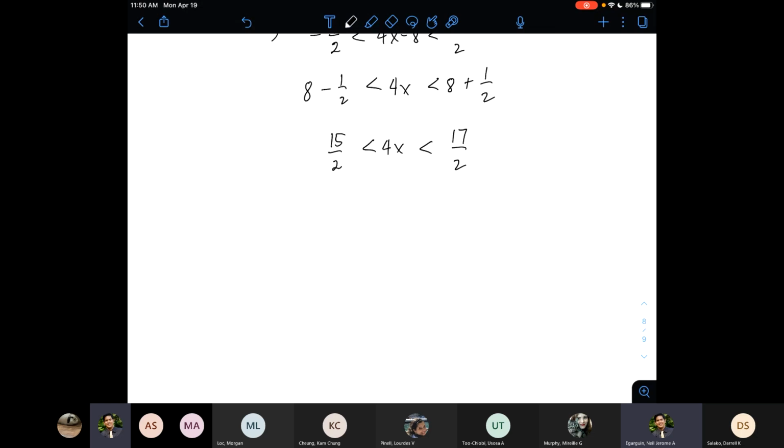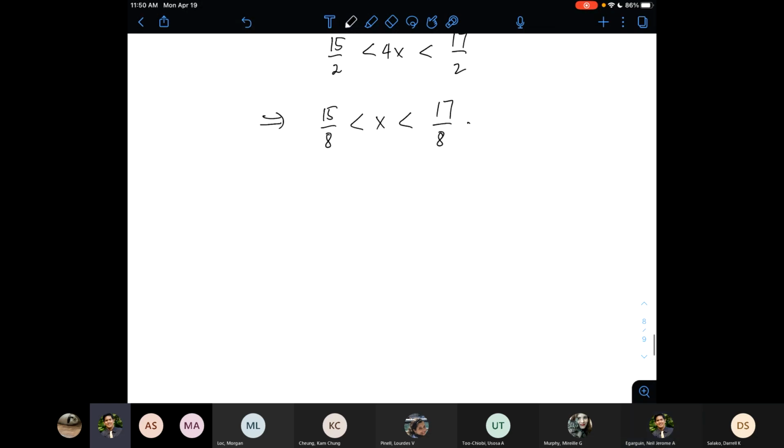And then I'll divide all sides by 4, giving us 15 over 8 less than x less than 17 over 8. So here, we know that the power series will converge on the open interval 15 over 8 and 17 over 8. But we don't know what will happen at the endpoints. So we need to check at the endpoints.